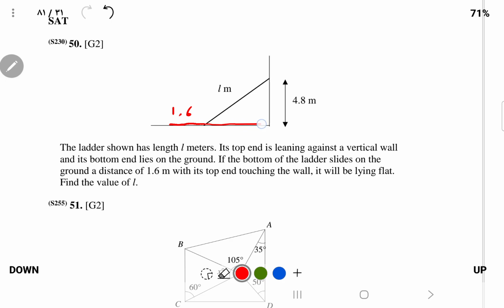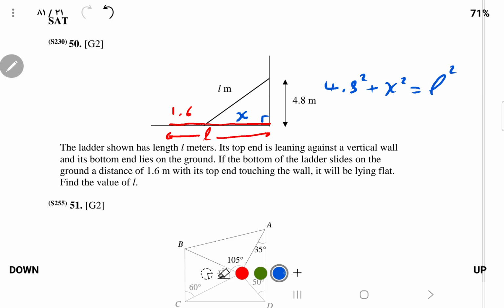it will still touch the wall. What does that mean? It means length L would be still the distance from here to here. This means if I say that this distance is x, I can easily do Pythagoras here because the wall is perpendicular to the ground. So this means I can say 4.8 squared plus x squared is equal to L squared.